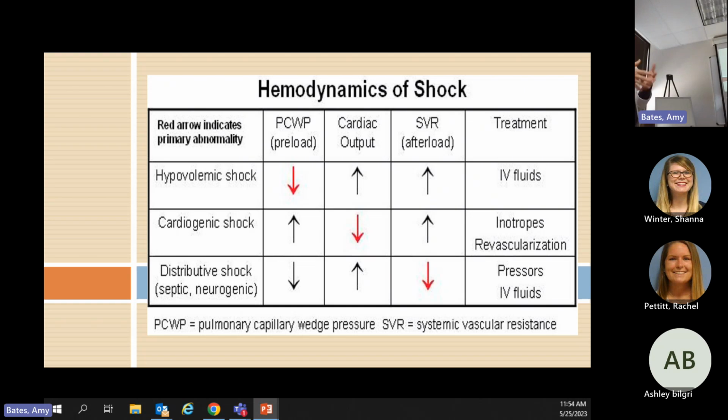Distributive shock is like septic or neurogenic shock. Their actual preload is low, so they've vasodilated, all the fluids have gone into the capillaries, into the tissues. Wedge is low. Their cardiac output is high, again, just trying to compensate. And their afterload is low, again, with all the vasodilation. So you give pressors and IV fluids.